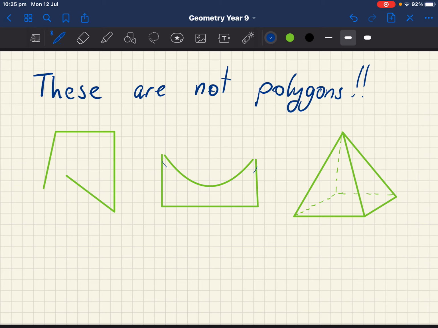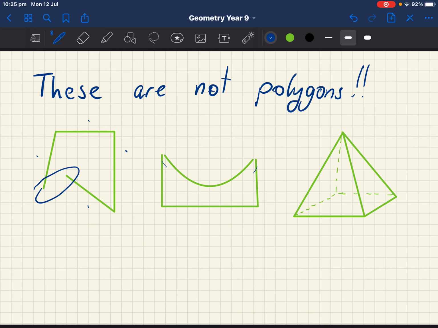Now that we've had a look at what polygons are, here we can see some examples of shapes or solid figures that are not polygons. If you look at this first one, it's two-dimensional, so that's all good. All the edges are straight, so that's also good. But unfortunately, where it fails is the gap. Because there's a gap in it, the first one would not be considered a polygon.